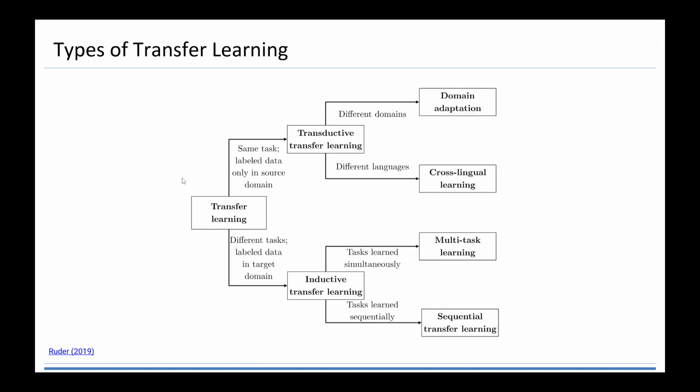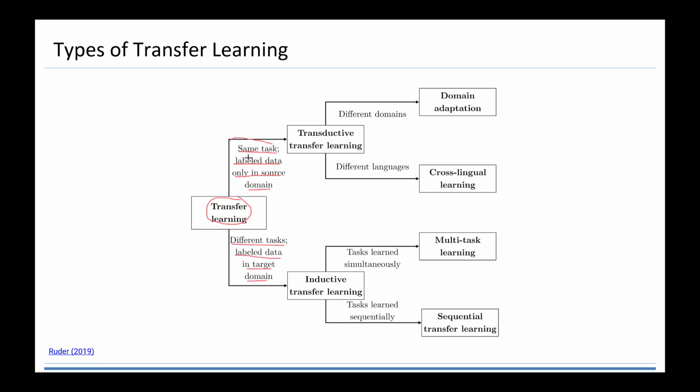So based on this, we will look more at transfer learning. The types of transfer learning can be distinguished in this kind of diagram. We can deal with transfer learning on the same task, which means the labeled data is only in the source domain. Or we can do transfer learning on different tasks, where the labeled data is in the target domain.